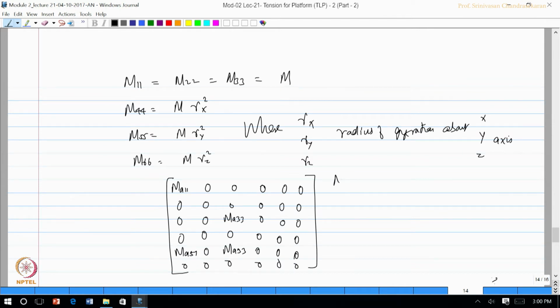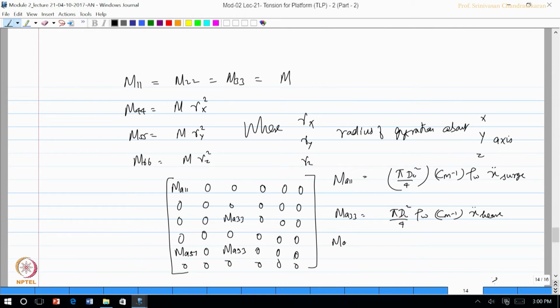So, what is going to be MA11? MA11 is going to be pi dc square by 4, that is the diameter of the column, into Cm minus 1, rho w, of x dot surge. Then what is going to be MA33, which is going to be pi dc square by 4 into rho w into Cm minus 1 of x double dot heave.